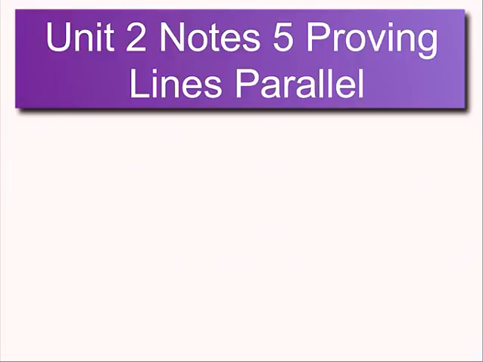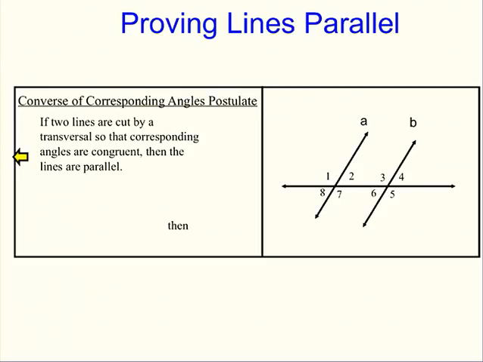So there is going to be a decent amount of writing today, and you do want to write these theorems in because you can use them on your quizzes, and that way you don't have to try and remember what each of them means. So the first one that we are going to talk about is the converse of corresponding angles postulate. So if two lines are cut by a transversal so that the corresponding angles are congruent, then the lines are parallel. So what does that mean for us?